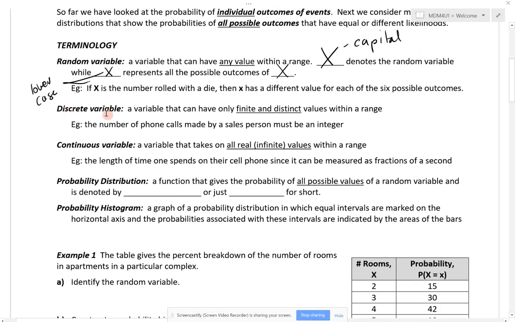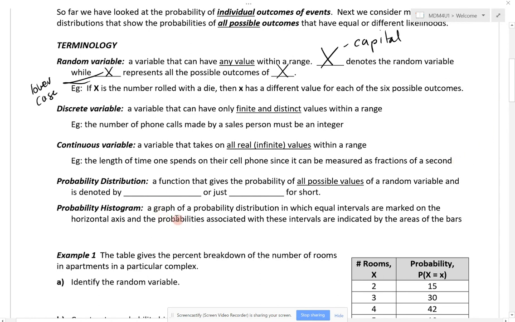Then we have discrete variables. These are variables that have only finite and distinct values within a range. For example, the number of phone calls made by a salesperson must be an integer. You can't have 5.2 phone calls. Continuous variables take on all real infinite values within a range. This is the one where you can take into account all kinds of rational numbers and decimals. For example, the length of time one spends on their cell phone, since it can be measured as fractions of a second.